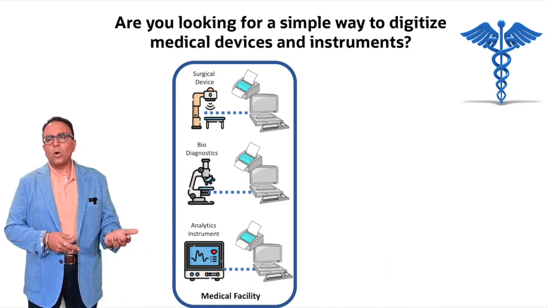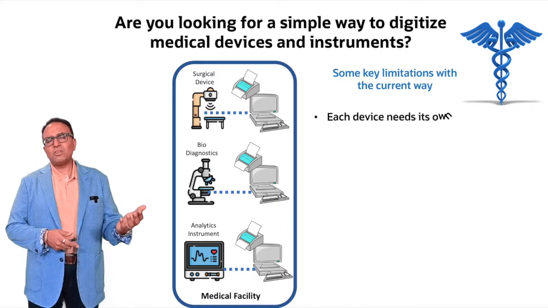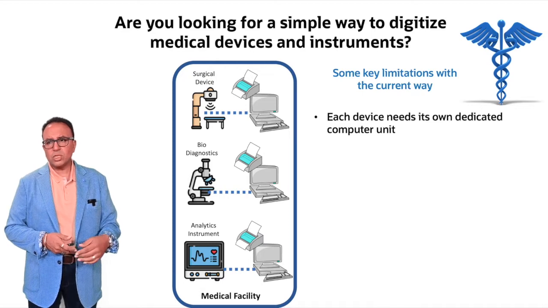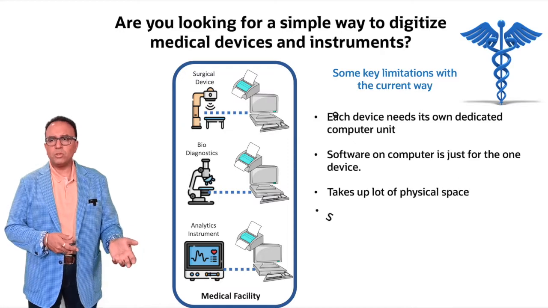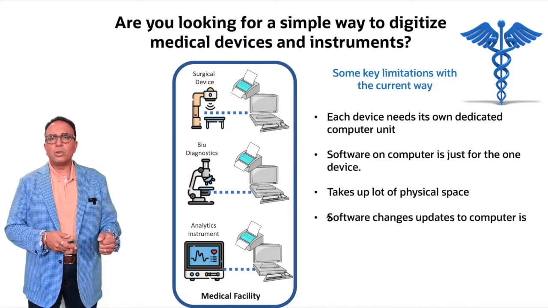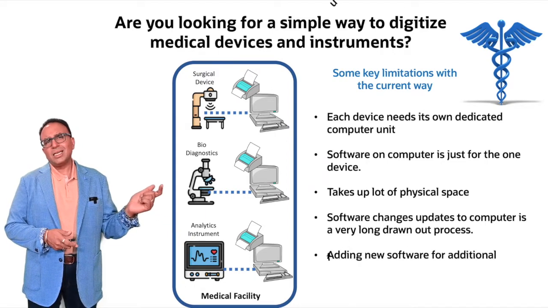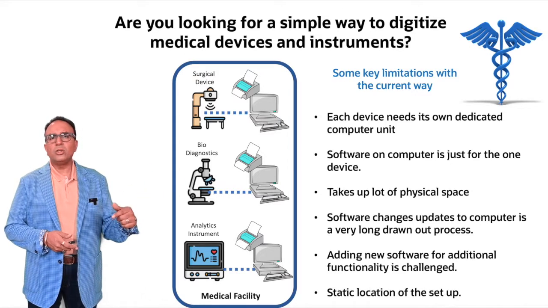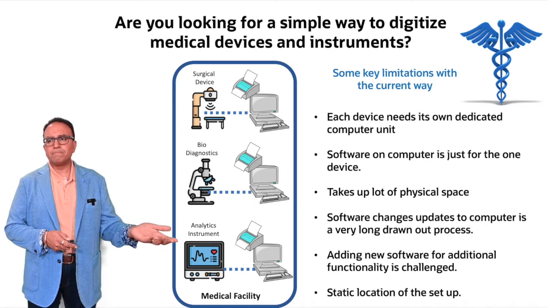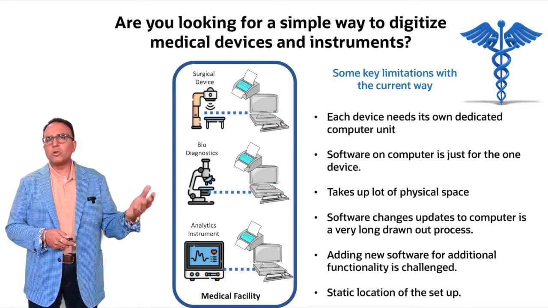But what are the key limitations of some of these things is that each device does need its own dedicated computer, which means that if you've got multiple devices in a room, you need space for multiple computers. Typically, on each of these devices, 1, 2, 3, and there's many in your facilities, software running on the computer is dedicated to that one device. So you can't use that computer for a secondary device or instrument or appliance. It ends up taking a lot of physical space, and you need more space with the computer.